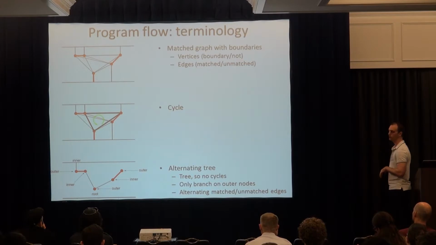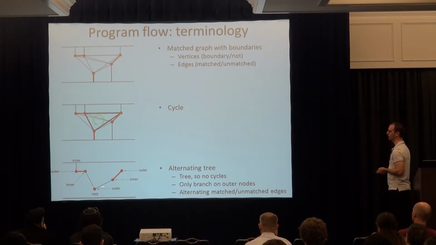And first, we just need a few definitions. So they're all basic graph definitions, nothing crazy. So this is a matched graph with boundaries. I hope that's completely intuitive. We have vertices, edges, boundaries. We have edges that can either be unmatched or matched, and vertices that either can be matched or unmatched. Very simple. Here's a cycle. Again, I just want to make sure that this is all clear, what we're talking about.